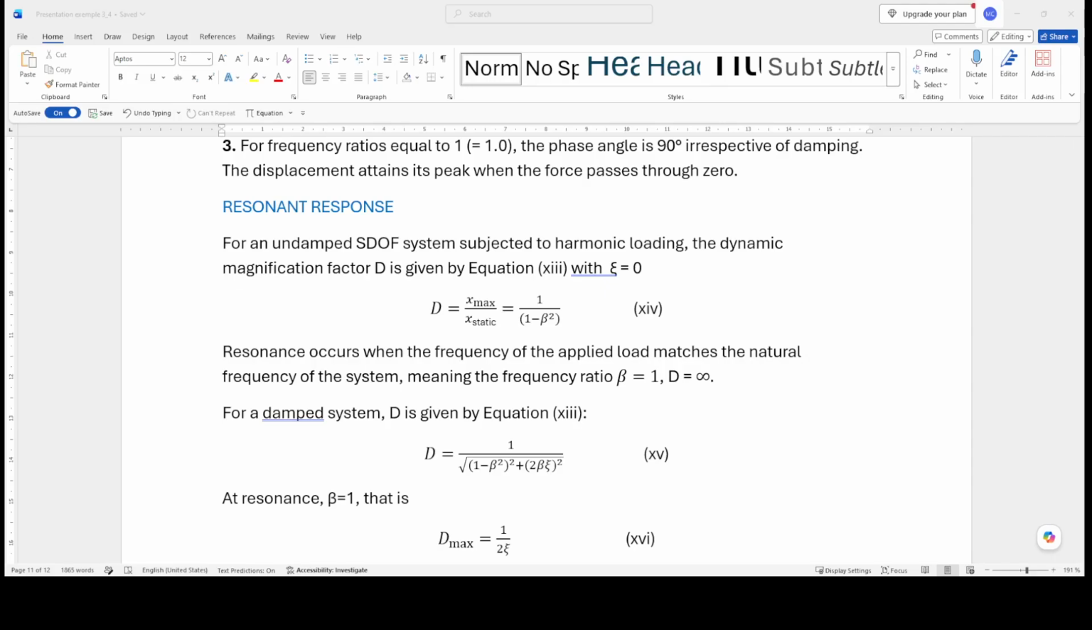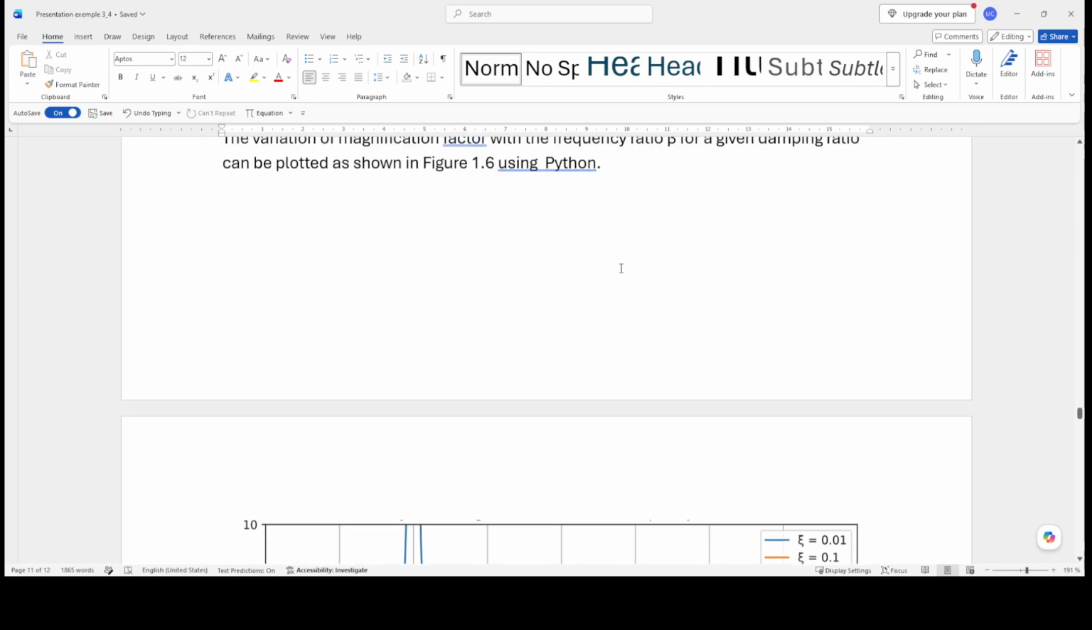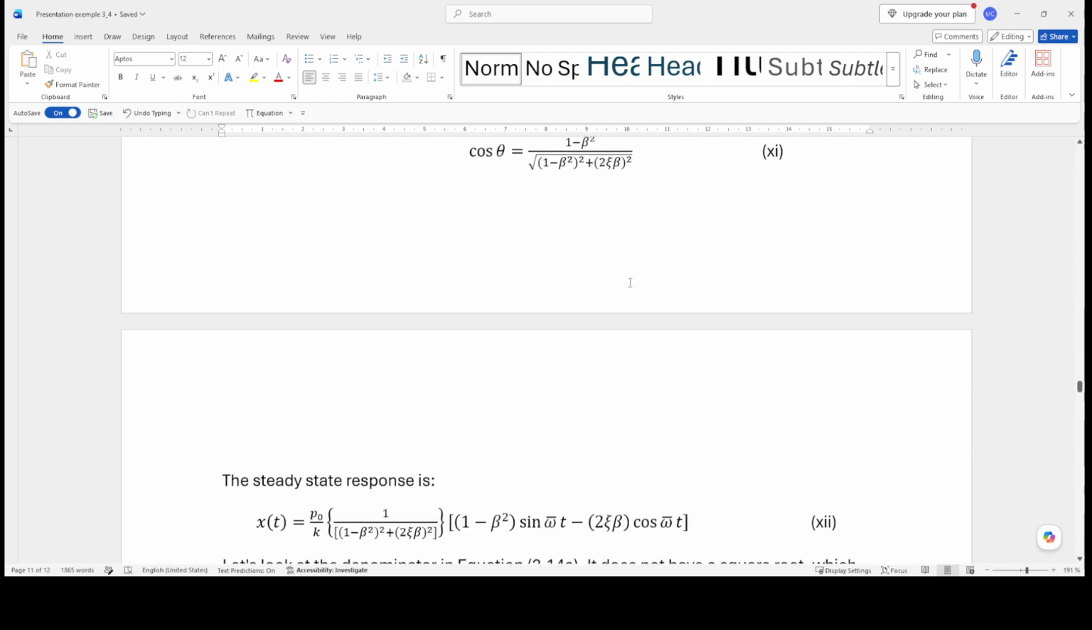Good morning. Today we will study the resonance response for undamped and damped single degree of freedom systems subject to a harmonic load force. We can remember the dynamic magnification factor D is given by equation 13, given in the preceding video.